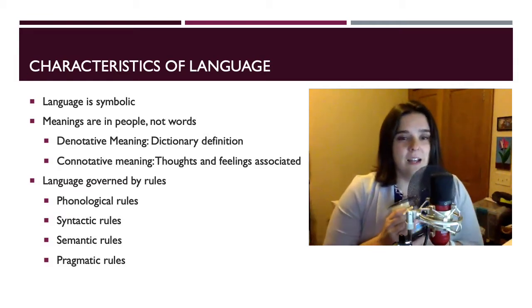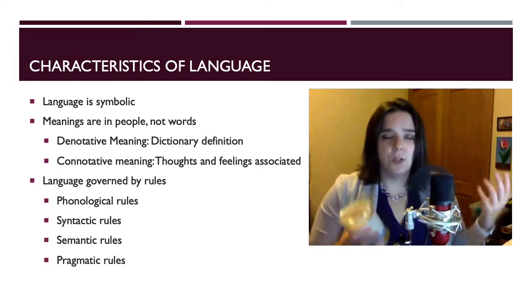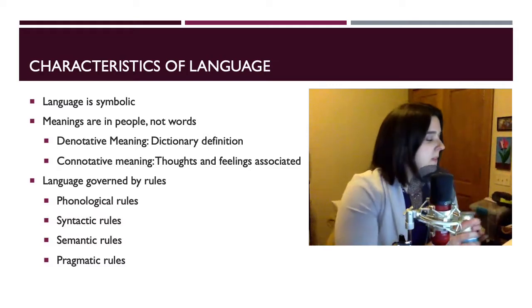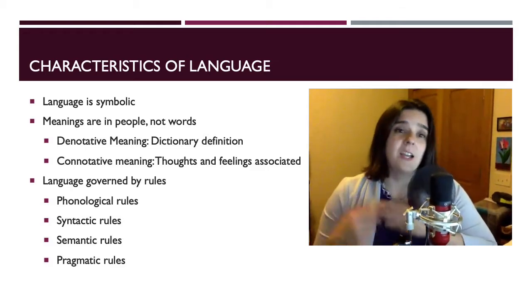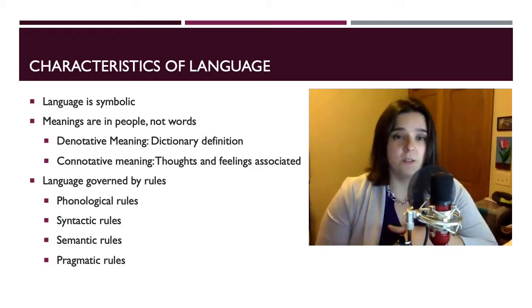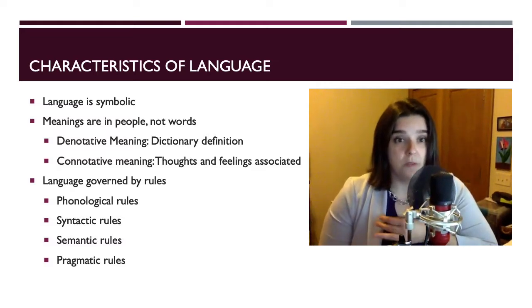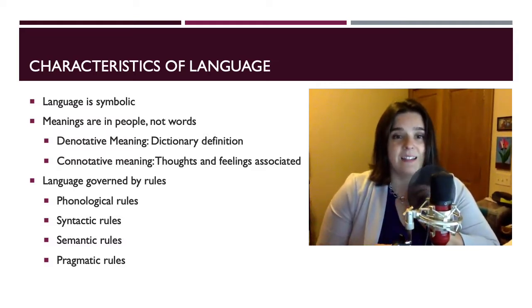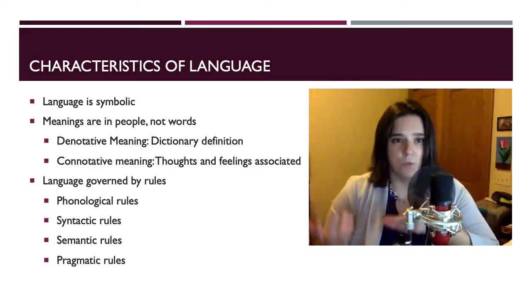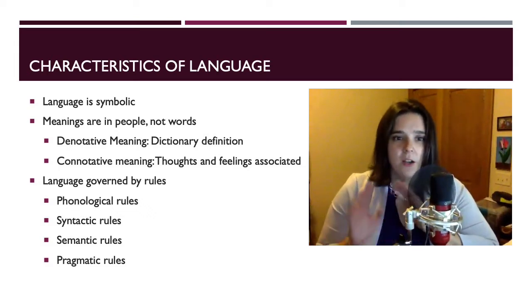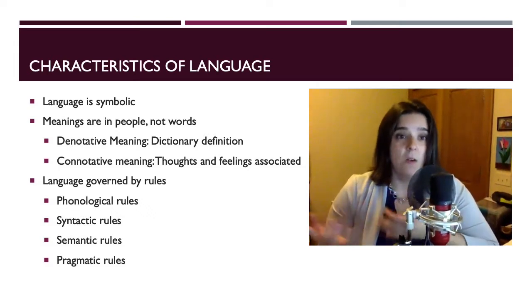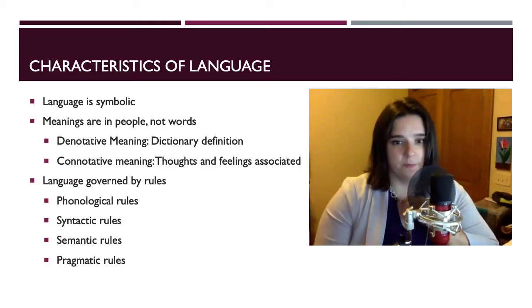Everybody's got different connotative meanings for words. We'll talk about that more in the next slide. Language is also governed by rules. So there's different rules for the ways that we use language. And I'll cover these more in further slides, but there are phonological rules, rules for how we say words, syntactic rules, these are rules for the order of words, semantic rules, rules for what words mean, and pragmatic rules, or how we use language in everyday situations. Don't worry about remembering all of those definitions right now. We'll come back to those.